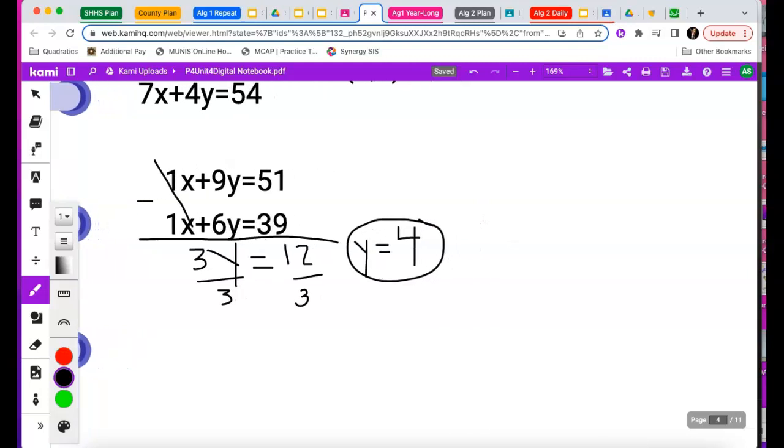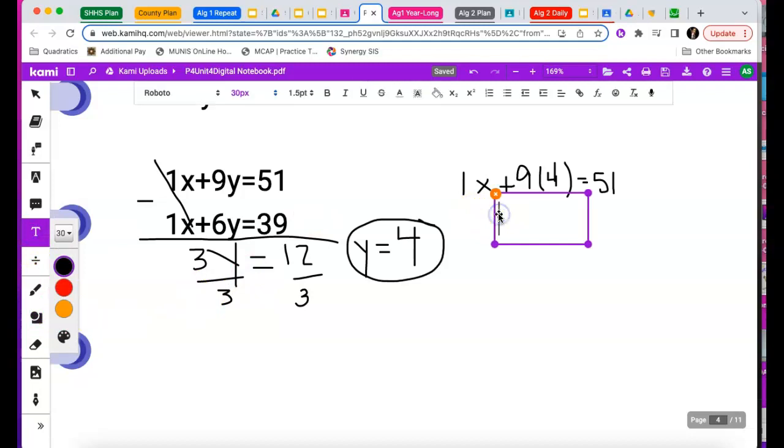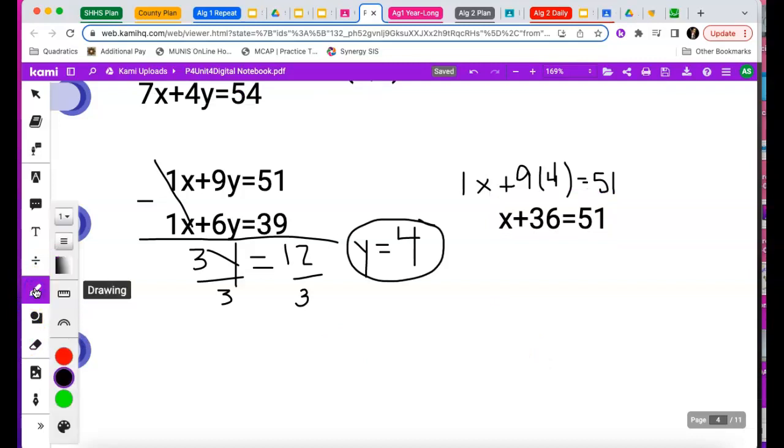Now I just need to go back to one of my original equations, substitute the 4 in for the y. So we have 1x plus 9, and then instead of y, we're going to put a 4. That's equal to 51. So 9 times 4 is 36. So I have 1x plus 36 is equal to 51. Opposite of add 36 is subtract. So subtract 36. And when I plug that into the calculator, I get 15.